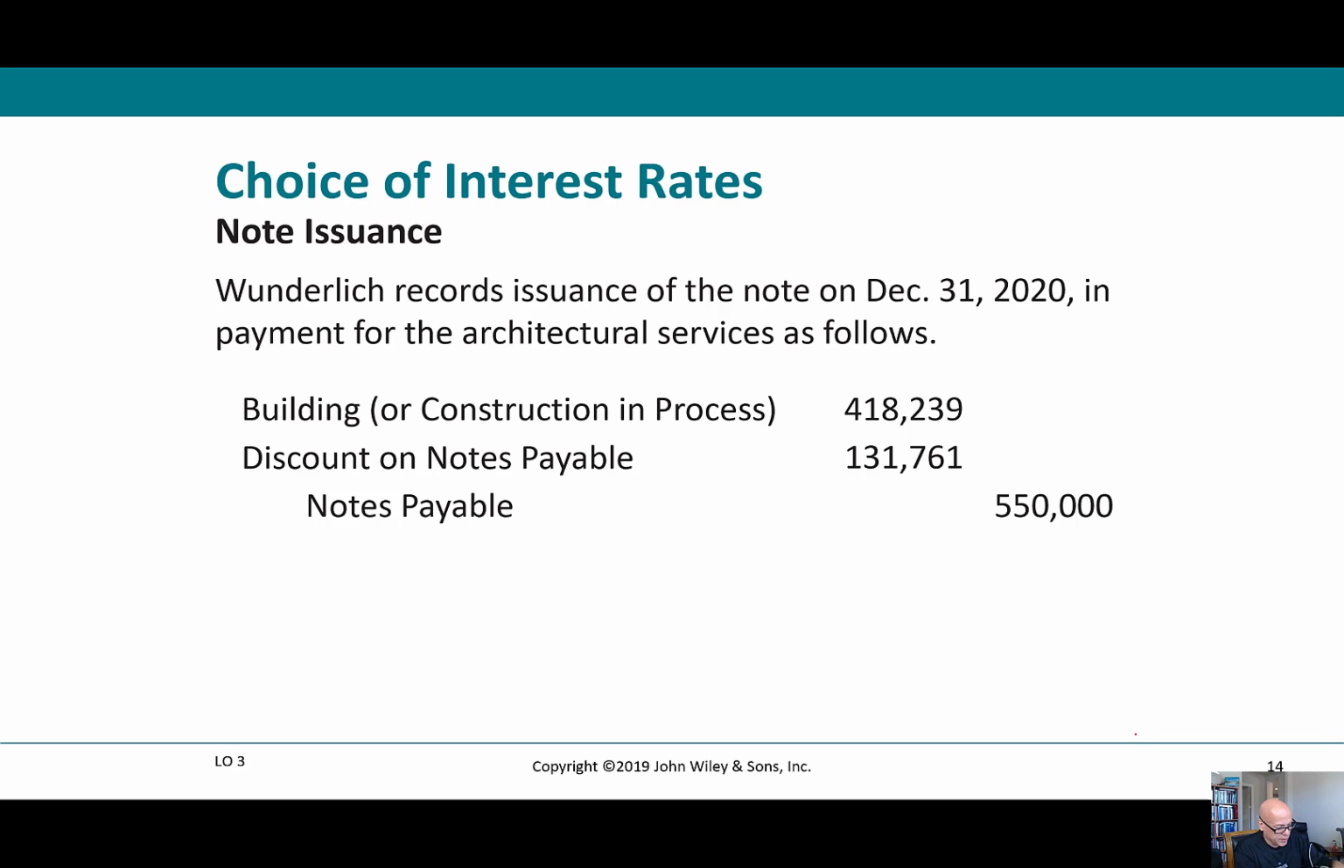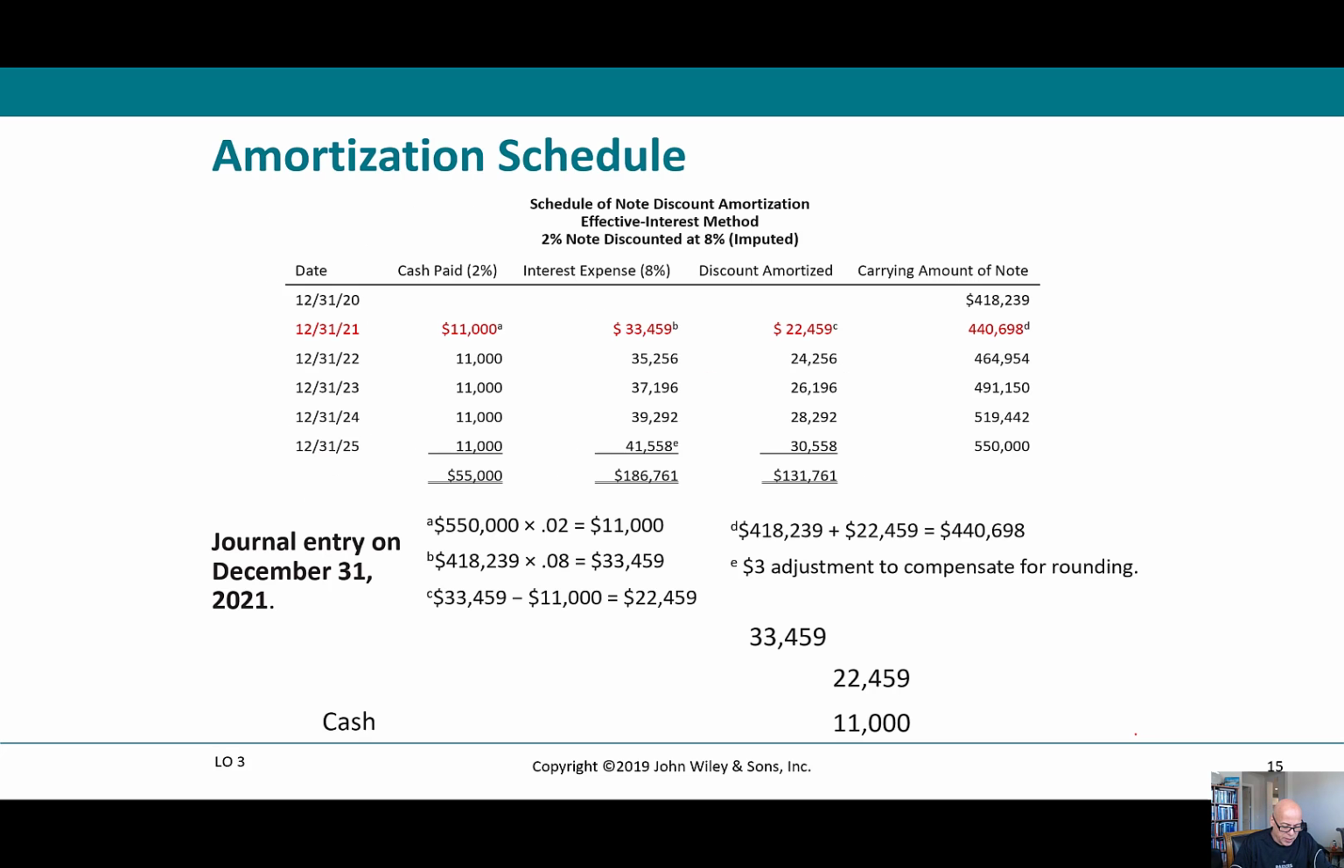And when we amortize that, we're going to basically do the same thing we saw for that other note in our previous example, where we're going to take the carrying amount times the interest rate, and this is our imputed rate, 8%, that's $33,459, right? The difference between that and the actual cash we'll pay is the amount that will get amortized on that discount. So we will debit our interest expense, which is the carrying amount of the note times the interest rate.